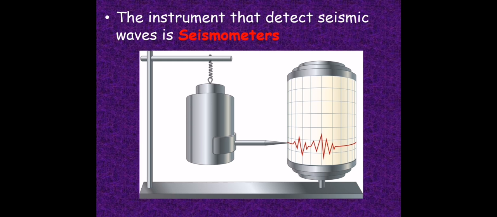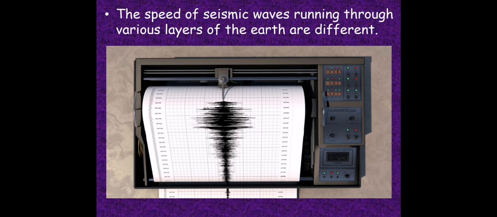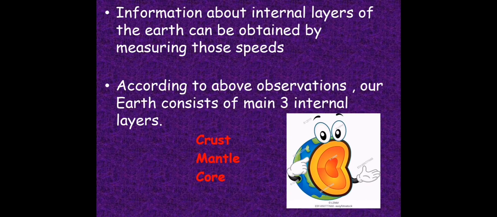The instrument that detects seismic waves is the seismometer. In the diagram you can see how a seismometer detects seismic waves. The speed of seismic waves running through various layers of the earth are different. Here you can see the interpretation of seismic waves according to their speed. So, the information about internal layers of the earth can be obtained by measuring those speeds. Those speeds are recorded in the seismometer graphs.